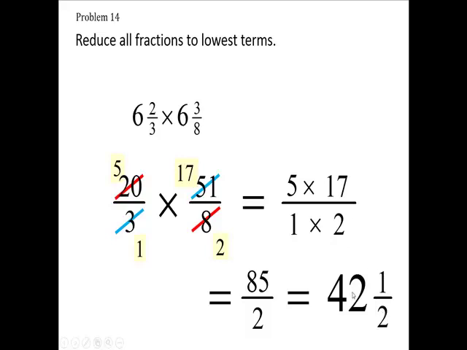Now, is that in the neighborhood of what we should have? Well, look back at your original. Let's just estimate for a minute. 6 times 6 is 36. 6 times 7 is 42. And we're getting 42 and 1/2. So we're in the neighborhood of where we should have here, okay? All right? So 42 and 1/2 would be the product of these two mixed numbers.